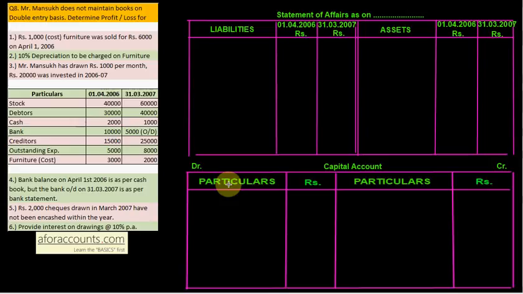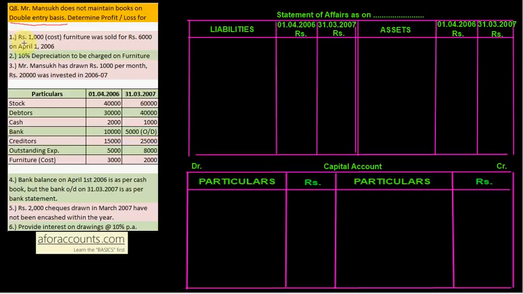Question number 8 on single entry. Mr. Mansukh does not maintain books on double entry. Now, does not maintain books on double entry means he must be maintaining books on single entry. So, does not maintain books on double entry basis. Determine profit or loss for the period.